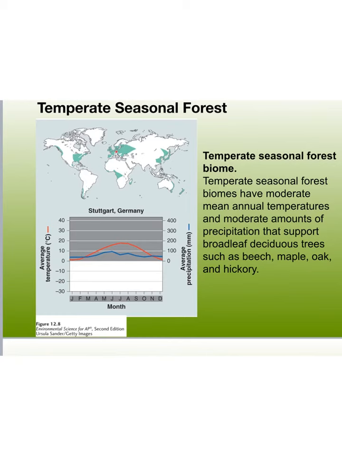And so when I look at the temperate seasonal forest climate diagram, you can see that we do have a rise in average temperature because it has seasons. That would be the summer, right, June, July. And then precipitation, because we get snow in the winter and rain in the summer, it's pretty constant.